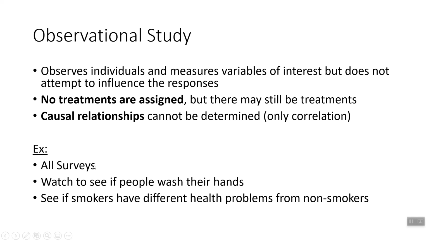Right? So examples of observational: all surveys are types of observational studies because we're not influencing anything, we're not assigning any treatments, we're just asking questions. Another one we went over was watching to see if people wash their hands in the bathroom. Again, you're just observing, you're not doing anything to cause them to do anything. And to see if smokers have different health problems from non-smokers, again, you're not assigning people to smoke, you're just seeing if there's a relationship there.